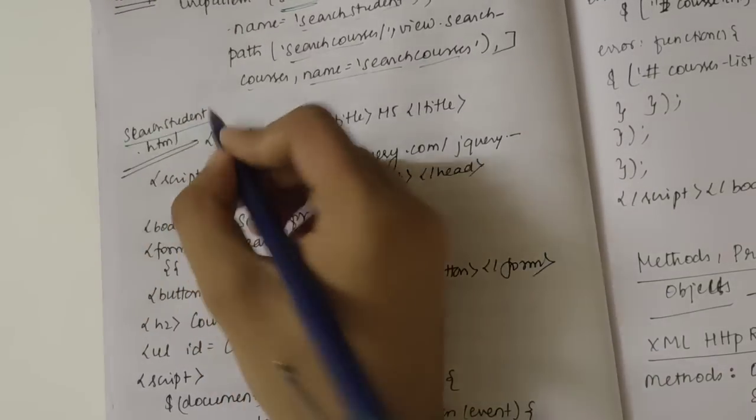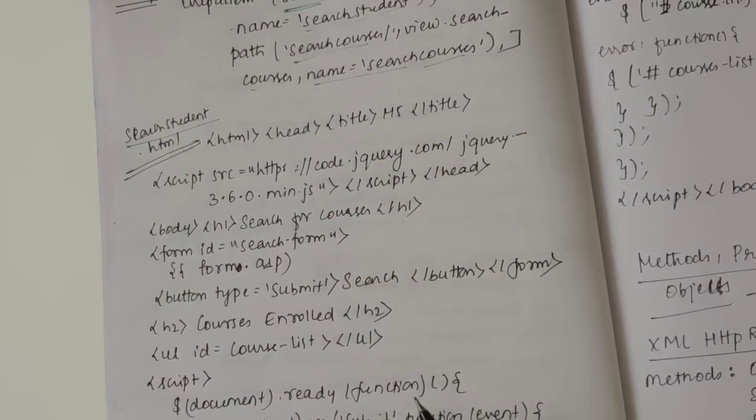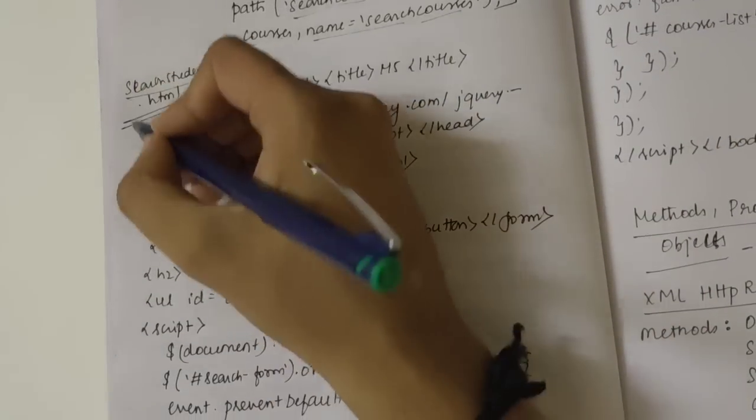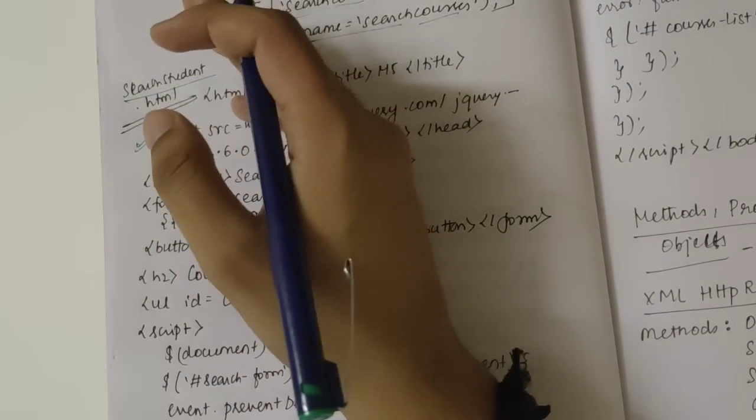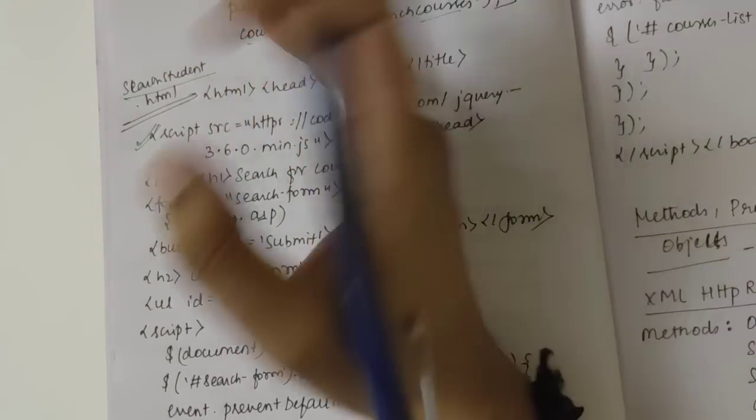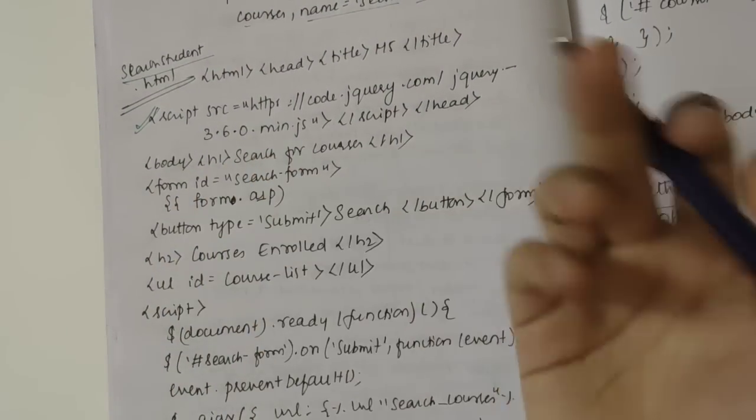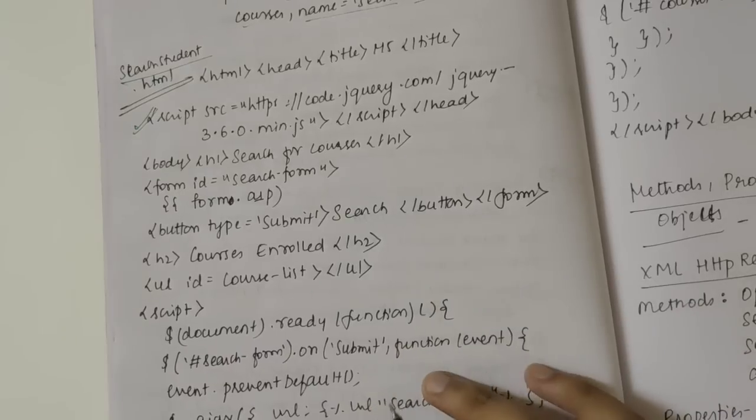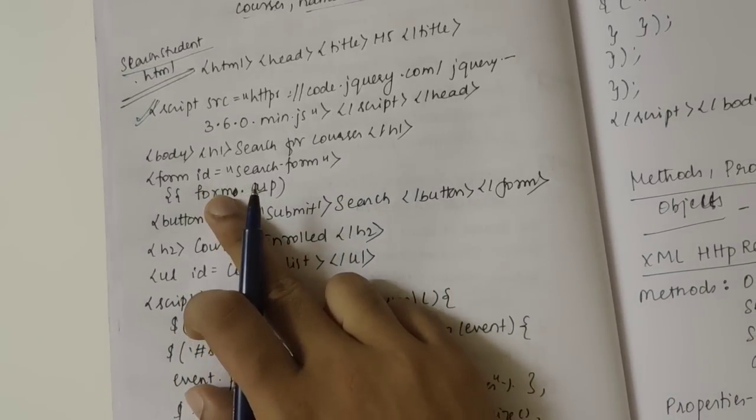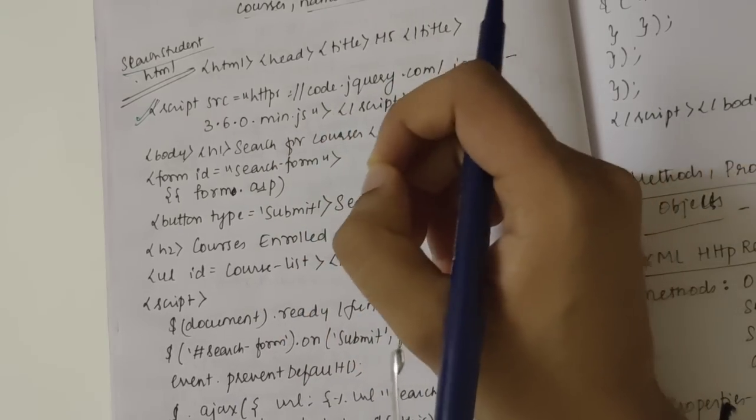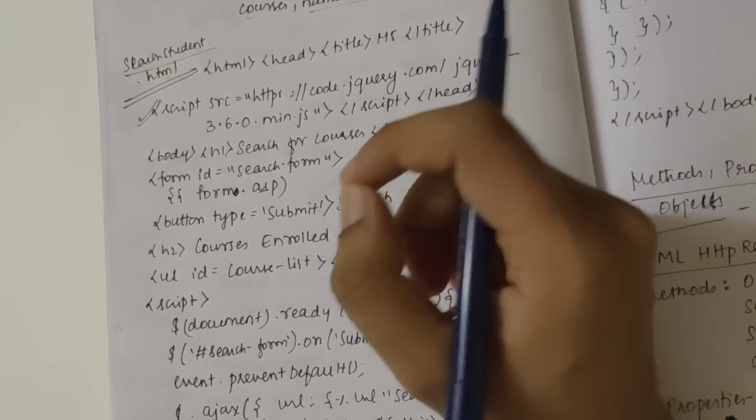So here this is search_student.html. Here I'm specifying the HTML head, title, and after that the script. I'm writing the script part to make sure that the jQuery library is called here. After that, body, h1 Search for the courses is the title. Then form with id equal to search-form, form.as_p, and button type is equal to submit, Search, and button.